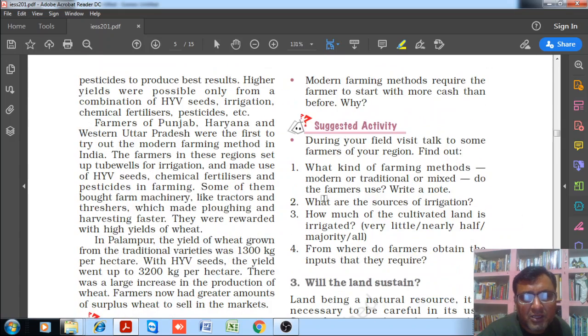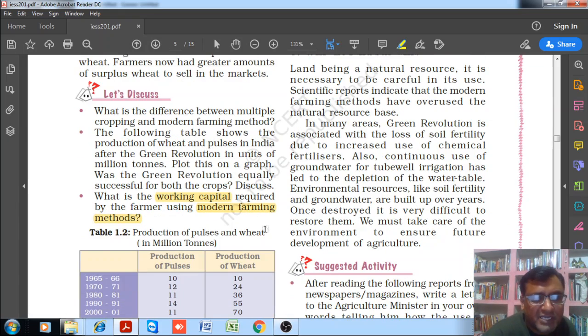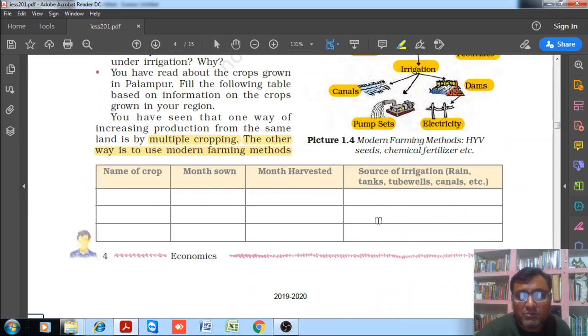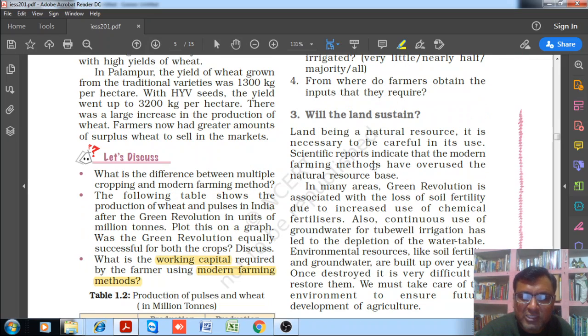So here we have come to the third point, that is, will the land sustain? With the use of these modern farming methods, can the land be sustained for a longer period of time? As you know, the green revolution and gene revolution have played an important role in irrigation, agriculture itself and farm production. But in this way we are doing such kinds of activities which are very harmful for the sustainability of the land. So now the next important question raised here is, will the land sustain with the help of such modern farming methods? Let's find out about it in the next part of this chapter.